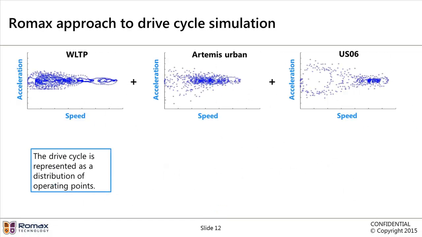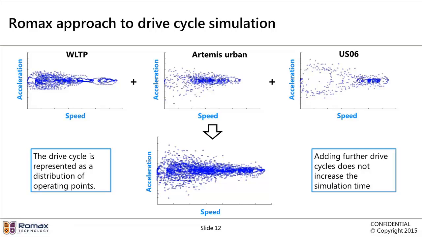Romax takes a different approach to drive cycle simulation. We use a statistical approach in which the drive cycle is represented as a series of speed, acceleration, operating points, rather than a profile of speed against time. And the advantage of this is that if you add multiple drive cycles together, you still have a series of operating points in speed and acceleration. They're not taking up a wider operating space, so there's no time penalty for adding more drive cycles.